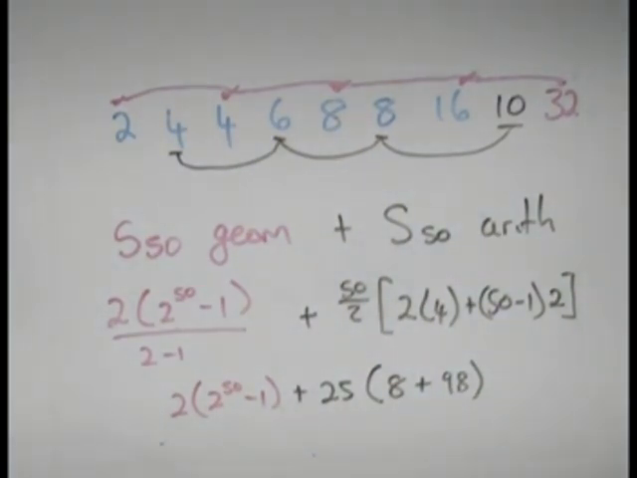2 to the power 50, I'm going to do this all on my calculator as I see it. It's going to be 2 open bracket 2 to the power 50, which is a huge number, minus 1 close bracket plus 25 open bracket 8 plus 98 close bracket, and that gives us a really big number of 2.25 times 10 to the power 15. That's 2.25 times 10 to the power 15.